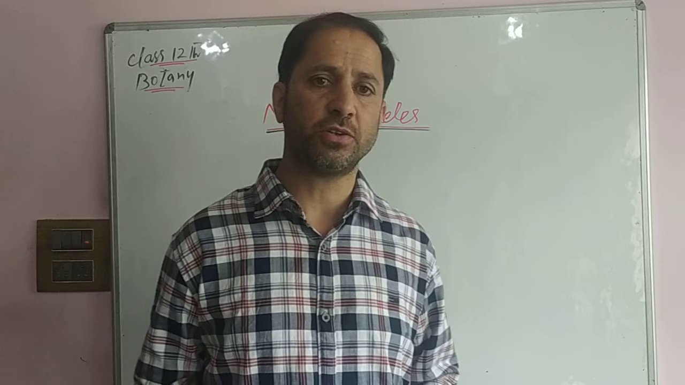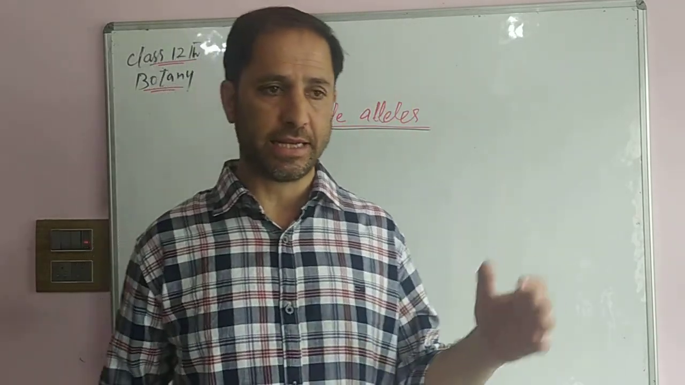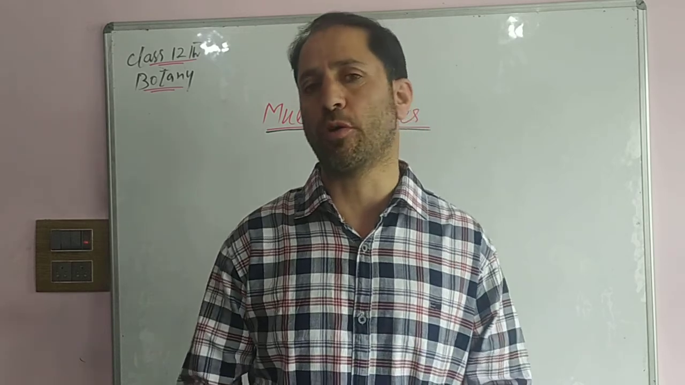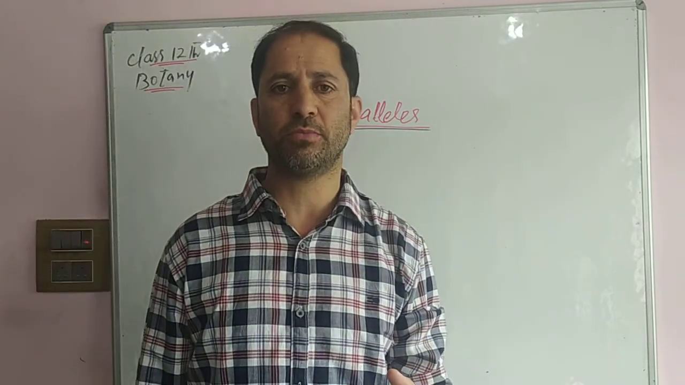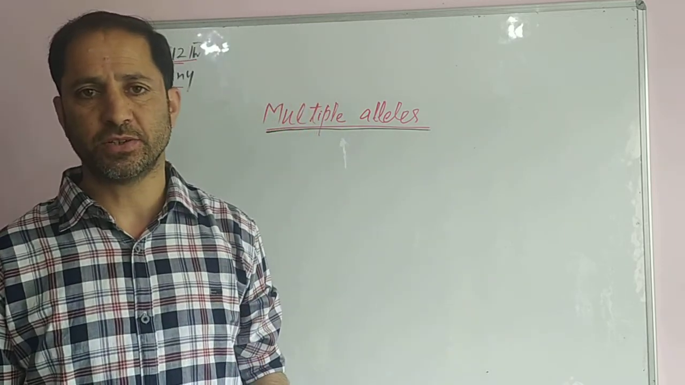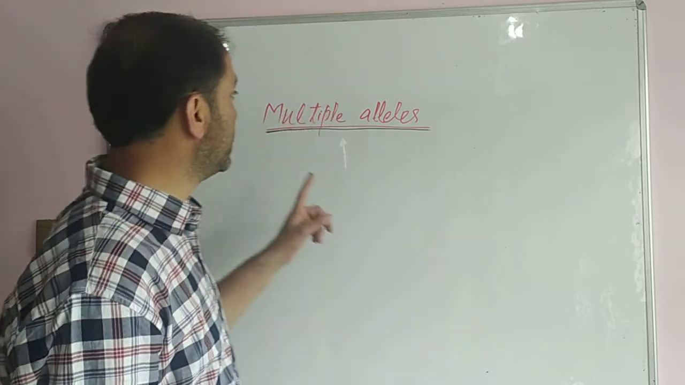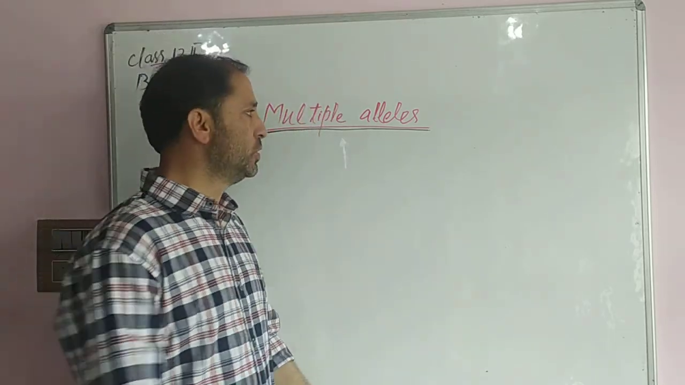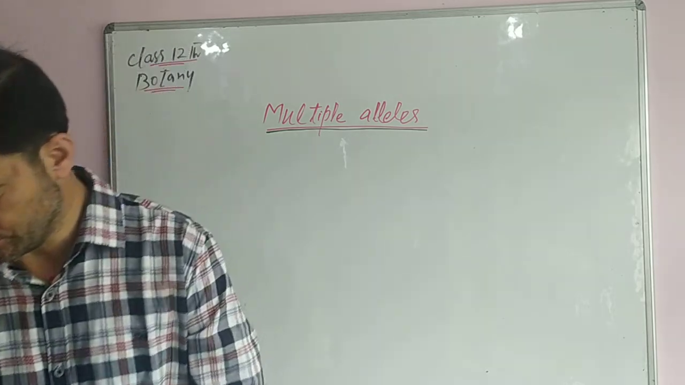In the last class, we were talking about sickle cell anemia as an example of pleiotropy. So far, we have discussed what is incomplete dominance, what is codominance, what is pleiotropy. Now, our today's topic is multiple alleles. Usually, one gene has two alternative forms.